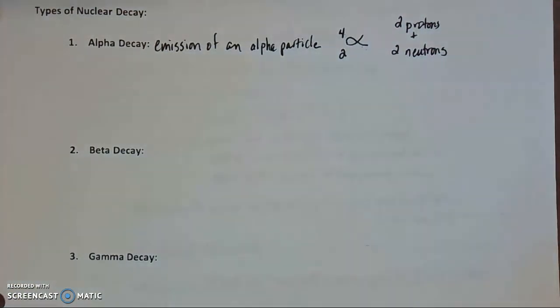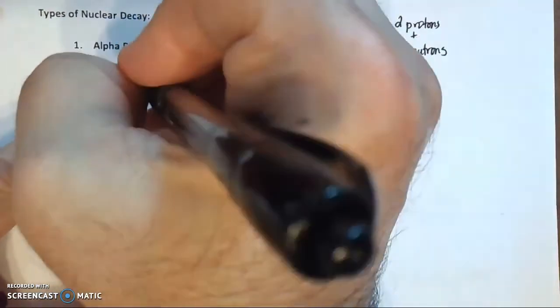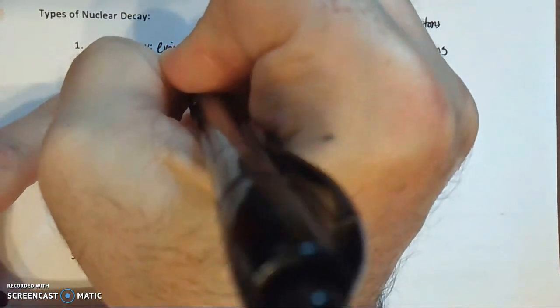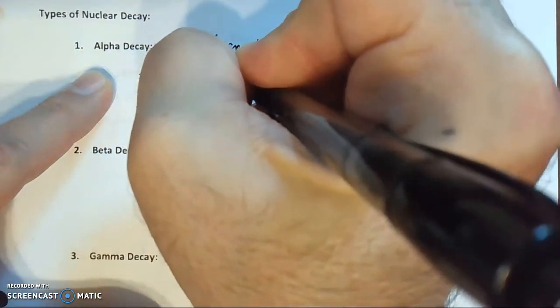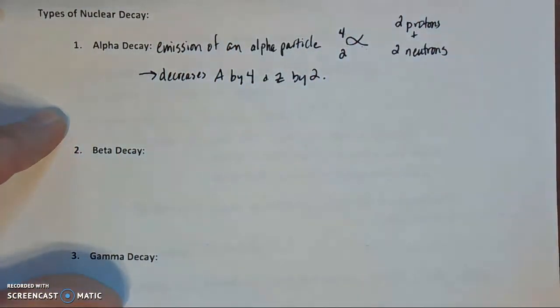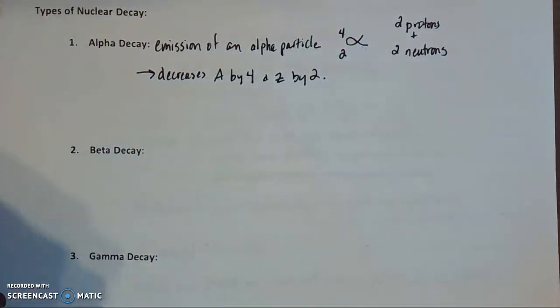And this spontaneously comes out of an unstable nucleus. And usually they're really big nuclei. They have lots of particles in it. And all of those particles together are unstable. So it spits this out and it becomes something new. So whenever this is emitted, it decreases A by 4 and Z by 2. So we decrease the mass number and the atomic number.